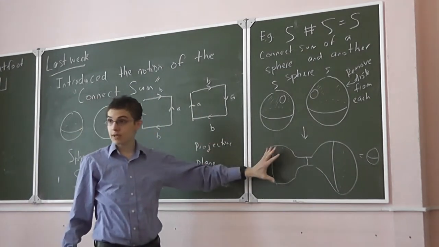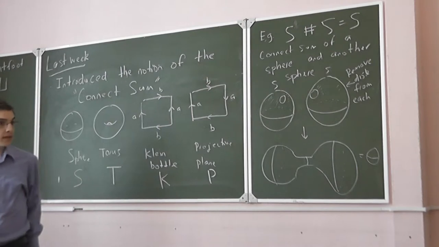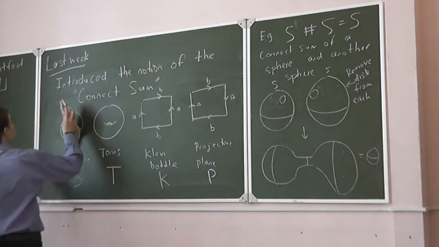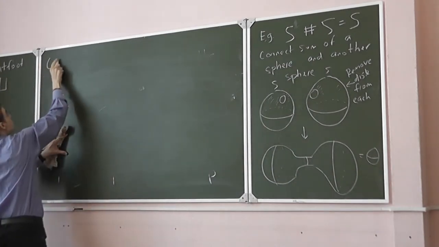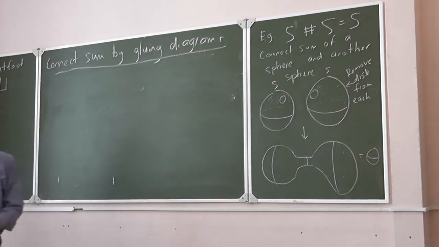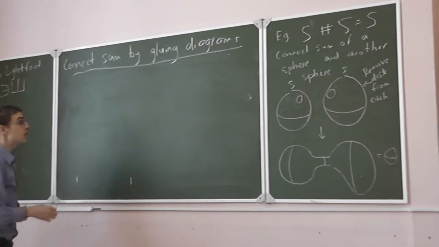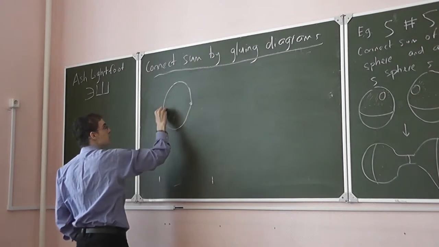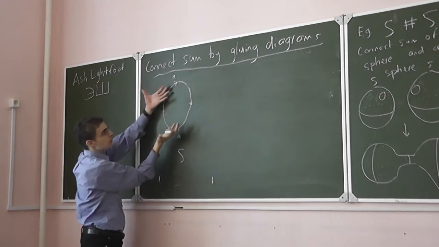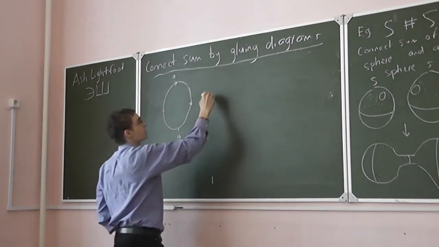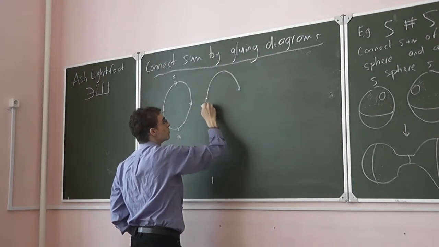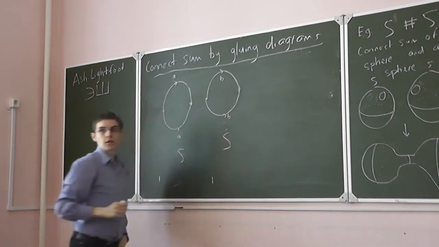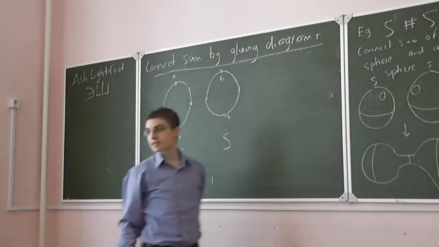So that's a pictorial demonstration, but for those of you who weren't here, let's remind ourselves how to do the connect sum using gluing diagrams. So the connect sum in terms of a gluing diagram. Now let's do this example, but instead of drawing a picture in three-dimensional space, let's use a gluing diagram. We know one gluing diagram for the sphere has two edges. This is a sphere. Remember that we fold up like that. And let's take another sphere. And now let's form the connect sum of these things.